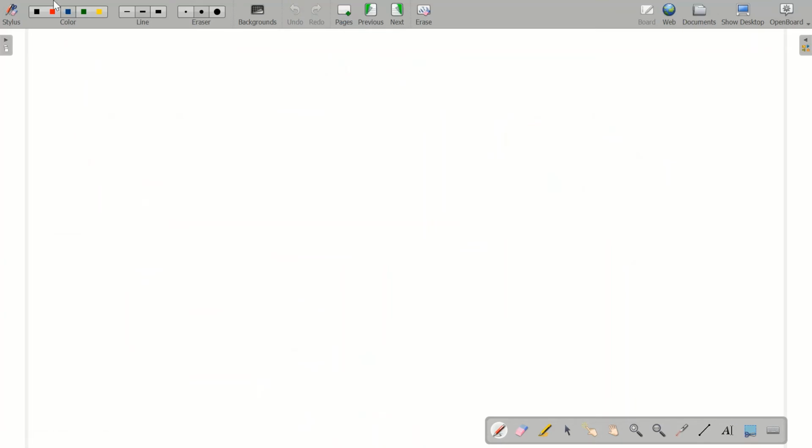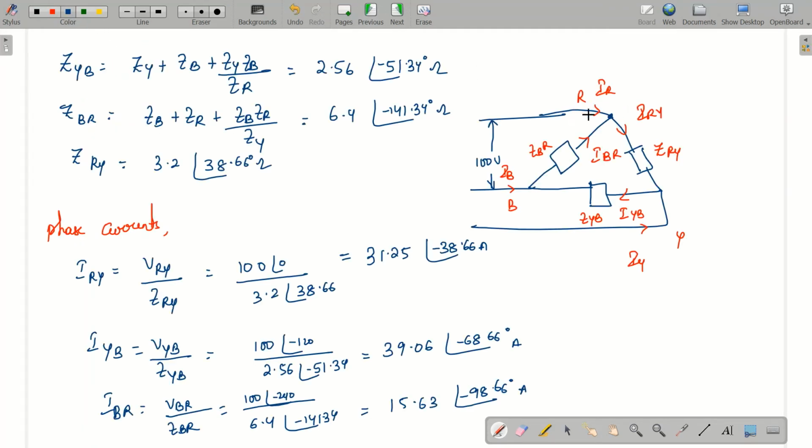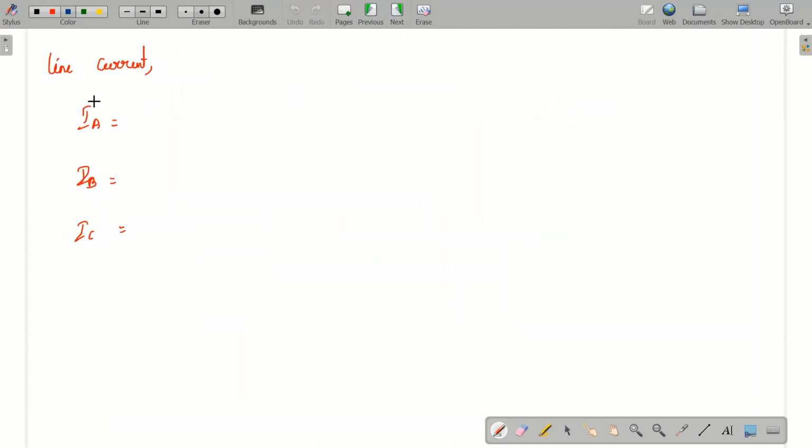Now find out the line currents IA, IB, IC. We know that in the delta connection, just apply KCL at this node; this is IR, right?